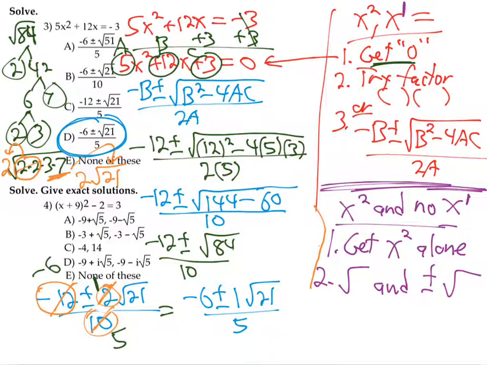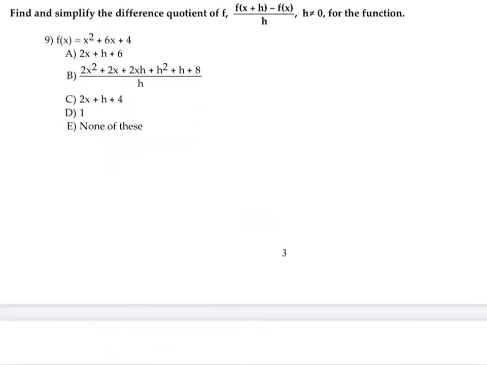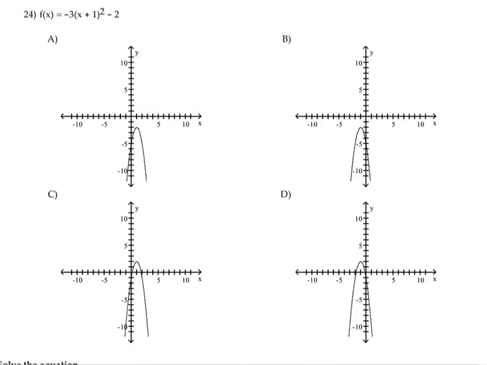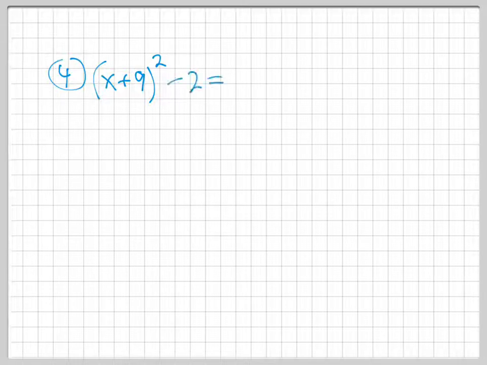Remember that last step? If all 3 of the outside of the root numbers are divisible by the same thing, you do, here at the end. So let's go to number 4 now. Number 4 was (x plus 9) squared minus 2 equals 3.